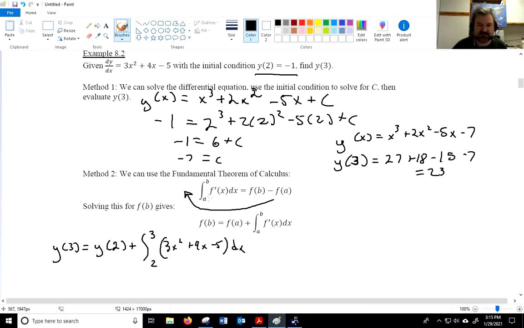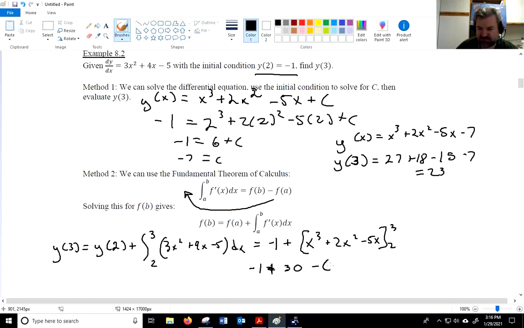Again, I know that the integral from 2 to 3 of this equation is equal to the antiderivative at 3 minus the antiderivative at 2. I just moved the y of 2 over. y of 2 is -1. So then we have -1 plus, let's integrate again. This is x cubed plus 2x squared minus 5x, and we're evaluating this integral from 2 to 3. So then I get -1 plus 27 plus 18. 27 plus 18 would be 45. Minus 15 is 30.